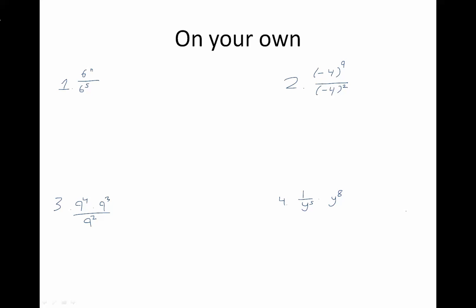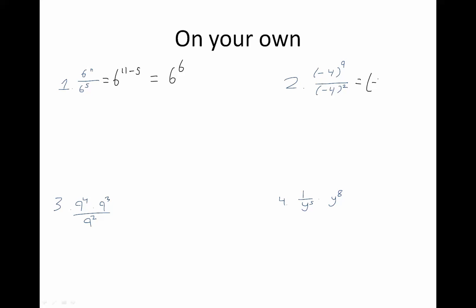So these are the problems that you should have done on your own. Let's go ahead and go through them. This is 6 to the 11th. That's a funny looking 11, but that's what it is. It's 6 to the 11th divided by 6 to the 5th, which is 6 to the 11 minus 5, or 6 to the 6th power.